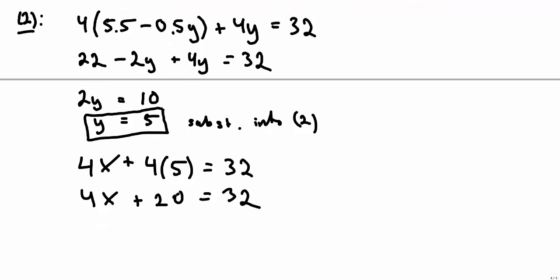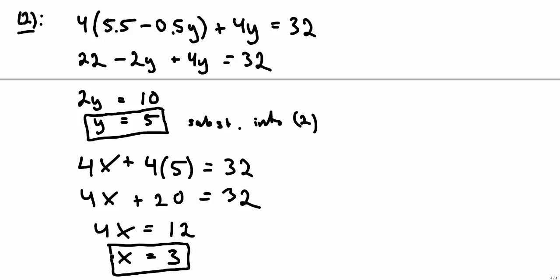And then I'm just going to move plus 20 to the right side. I get 4x is equal to 32 minus 20 is equal to 12. And then divide both sides by 4. I get x is equal to 3. Okay, so now we have a value for x and a value for y. This was called the substitution method.